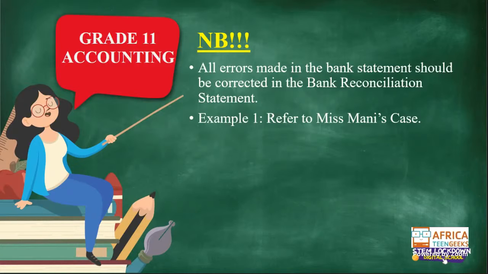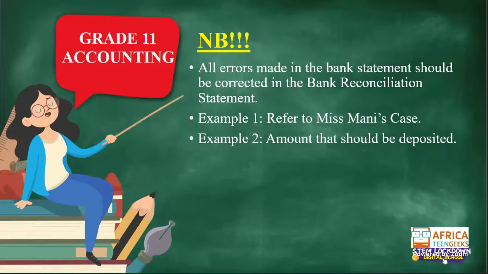Therefore, where should this error have been corrected? In the bank reconciliation statement. So this error should have been corrected in the bank reconciliation statement. Miss Money was supposed to prepare what? A bank reconciliation statement, right?